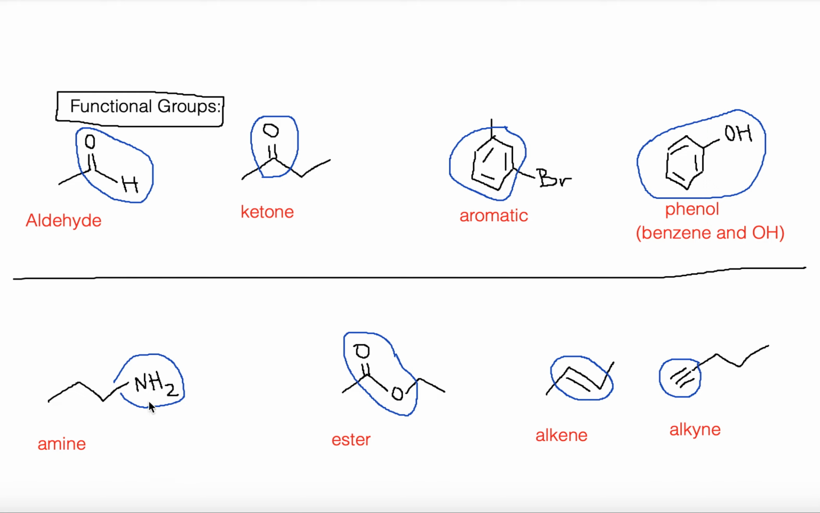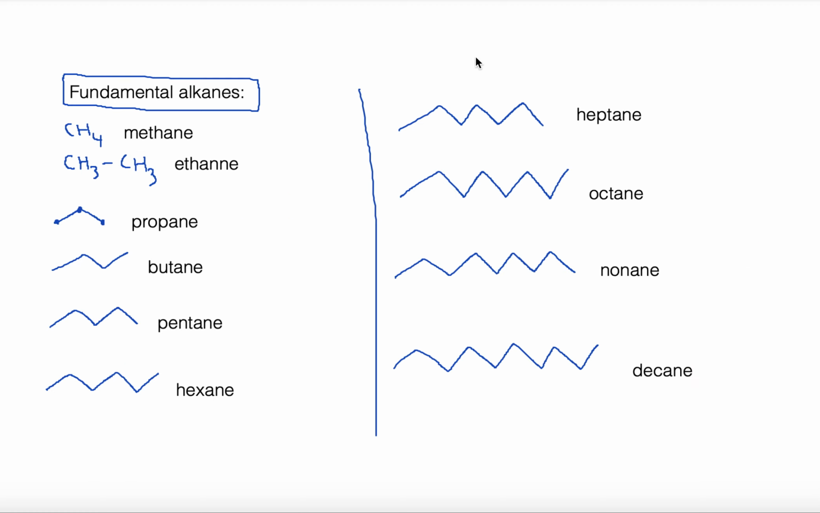Amine is any compound with nitrogen, and it could be NH2, it could be NH, it could be N. C double bond O and single bond O, we call that ester. If you have a hydrogen on the end, that will be carboxylic acid. Double bond, very straightforward, that's alkene. Triple bond, alkyne. So a little bit of warm-up review on the functional groups there.